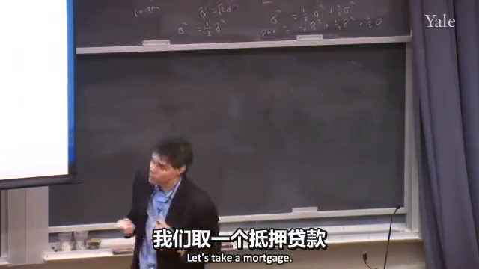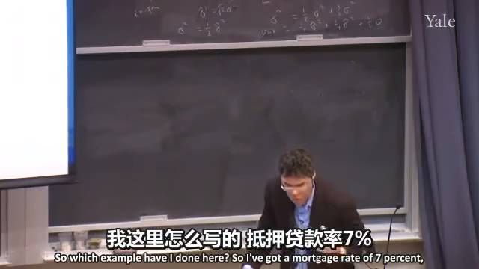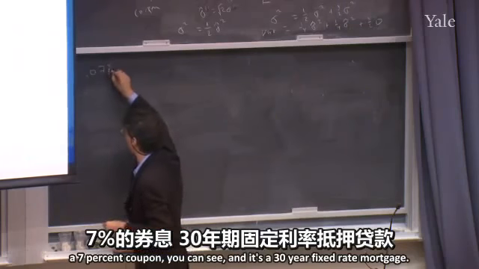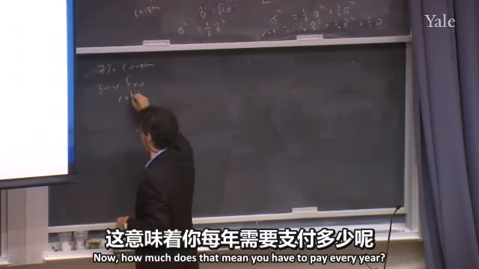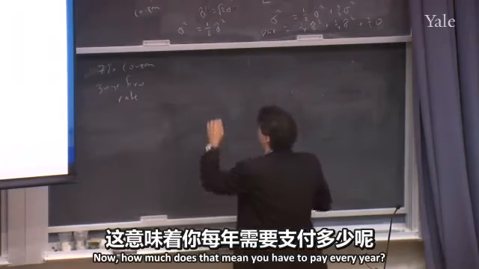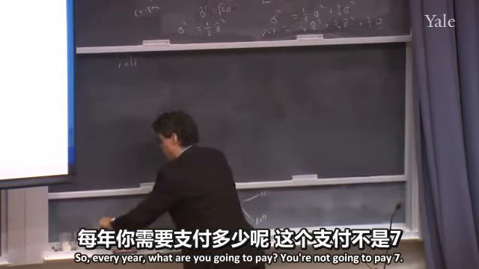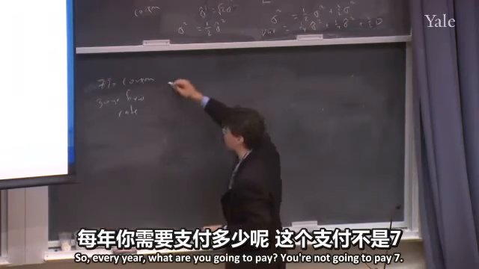Let's take a mortgage. I've got a mortgage rate of 7%, a 7% coupon, and it's a 30-year fixed rate mortgage. Now how much does that mean you have to pay every year? You're not going to pay 7.